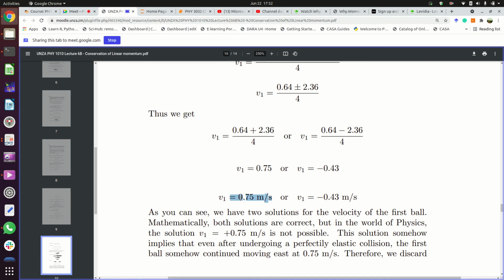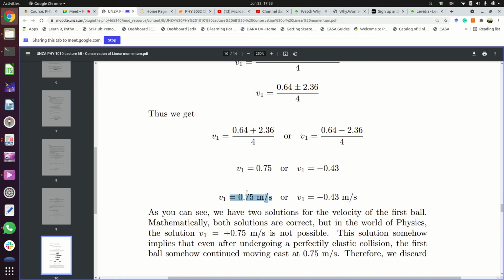So the first answer here, v1 is equal to 0.75, is telling you that when this mass collides with the second mass, its velocity does not change. It just passes through the second identical mass and continues moving eastwards. That's what the first velocity 0.75 is telling you: the first mass, after collision, continues to move east. It behaves as if the second mass it is colliding with doesn't exist. It's like it's passing through thin air.